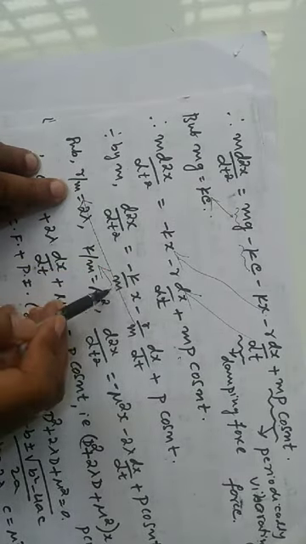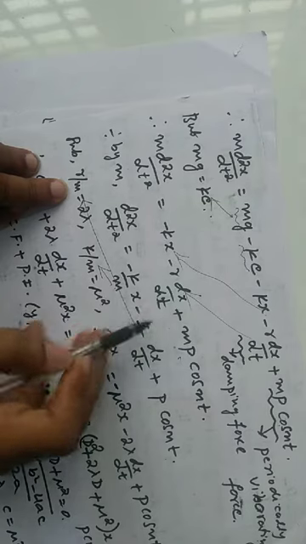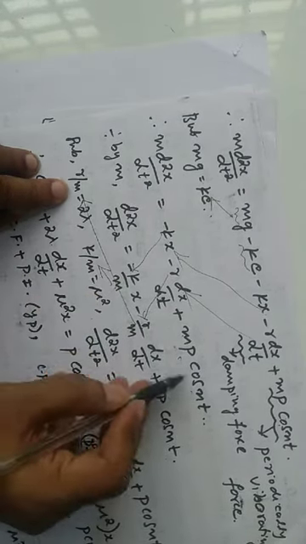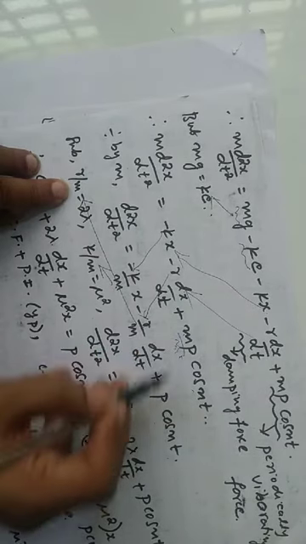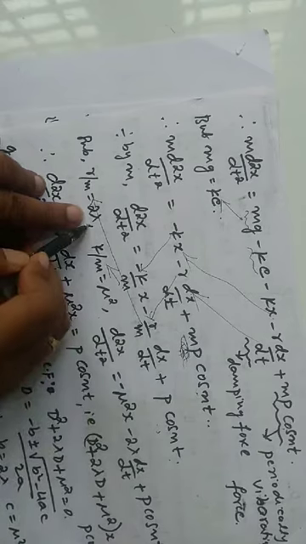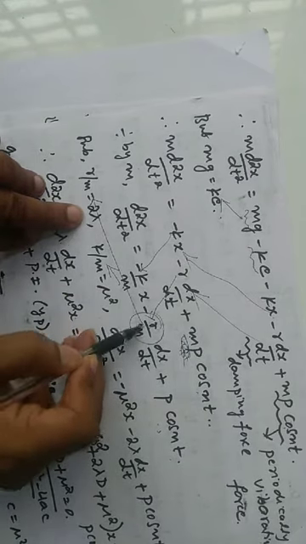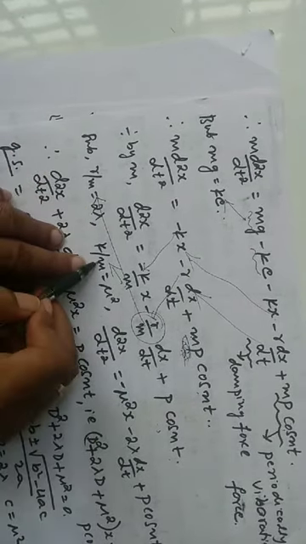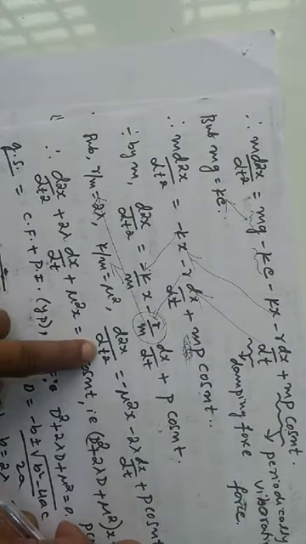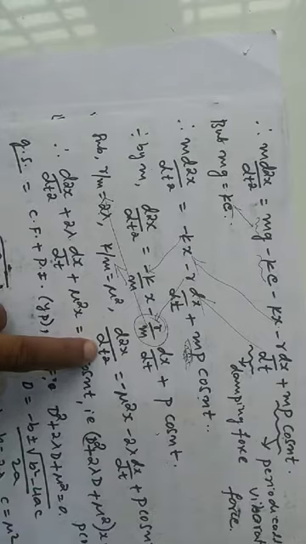Divide by m. When you divide by m, all terms will be divided by m: minus R by m, minus k by m, and m p cos nt divided by m, where m cancels. Call this R by m as 2 lambda, and this k by m you call mu squared. Then this will be the differential equation. Okay, let us stop at this point.